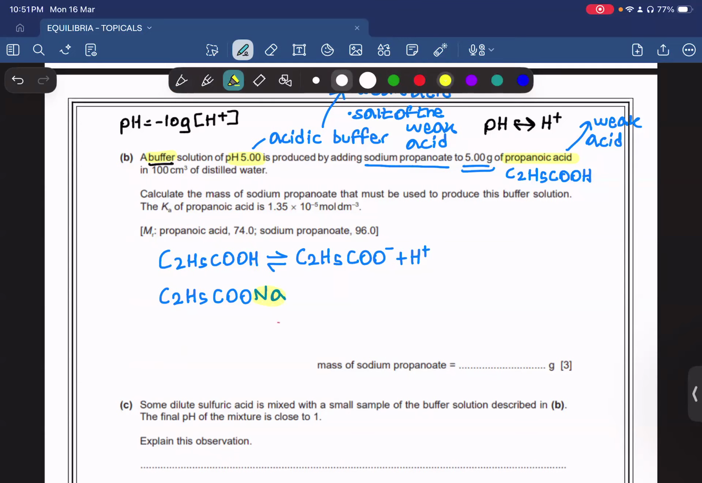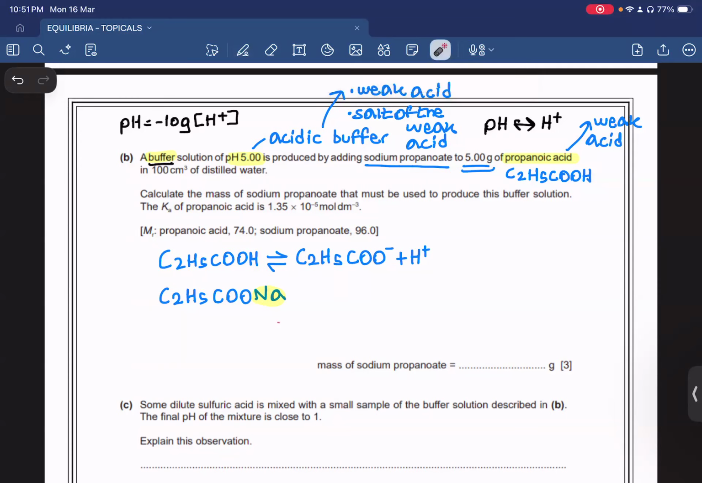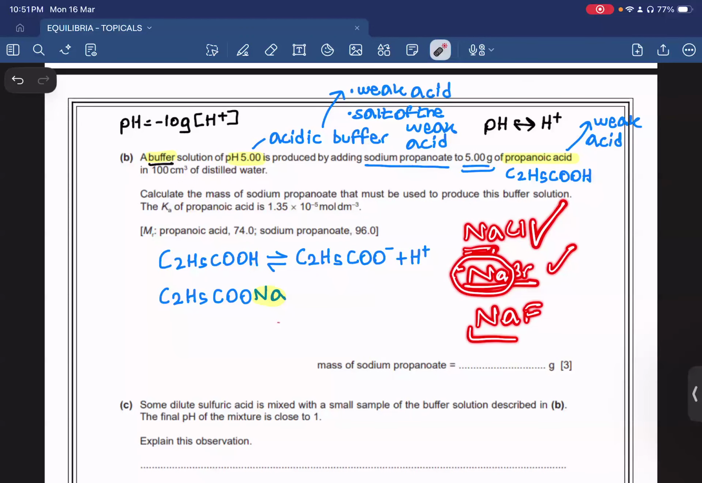Okay, let me ask you guys this. Are all sodium salts water soluble? Meaning, are all of the salts that contain the sodium ion soluble? So let's say NaCl. Is NaCl soluble? That's a compound which contains sodium. Yes, it is soluble. What about NaBr? Another compound which contains sodium. Is this soluble? Yes, it is. What about NaF? Yes, it is also soluble.